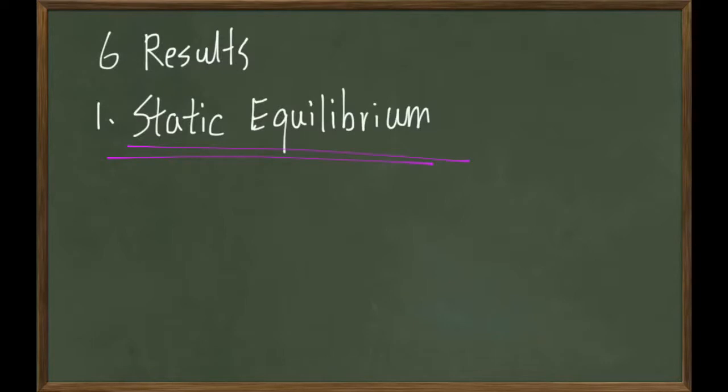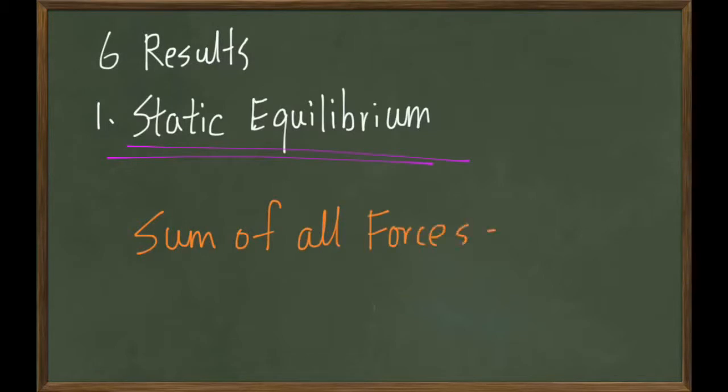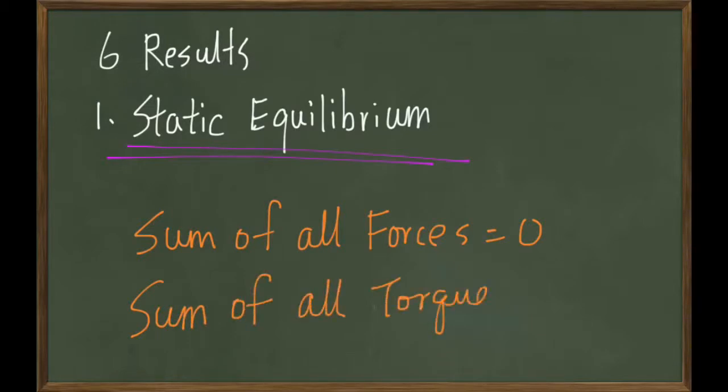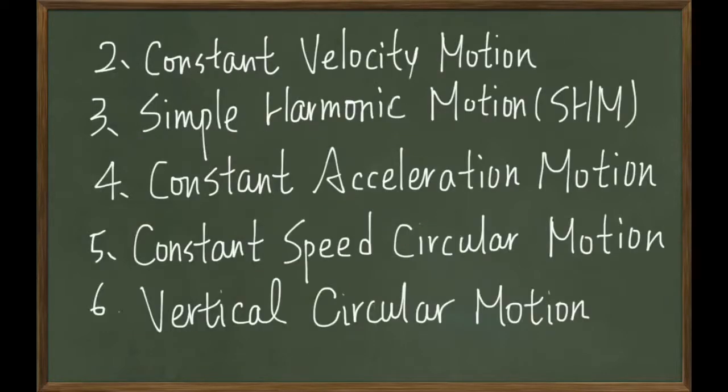mathematical equations. First of all, you list that the sum of all forces equal to 0, and the sum of all torque equal to 0. In the next chapter, we're going to take a look at the constant velocity motion.